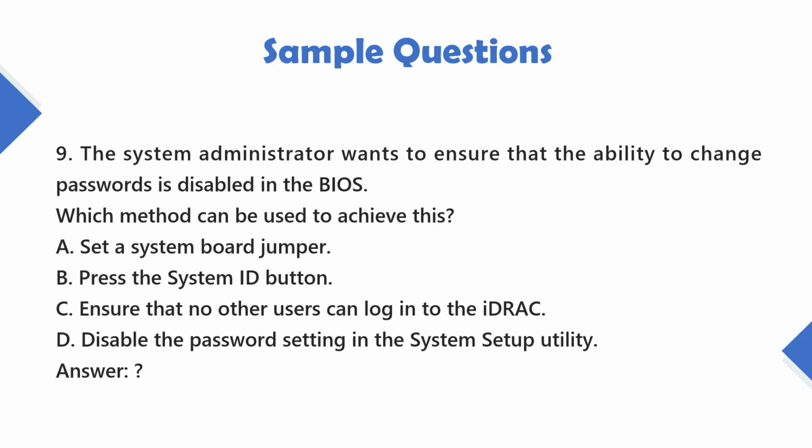9. The system administrator wants to ensure that the ability to change passwords is disabled in the BIOS. Which method can be used to achieve this? A. Set a system board jumper. B. Press the System ID button. C. Ensure that no other users can log in to the iDRAC. D. Disable the password setting in the System Setup utility.